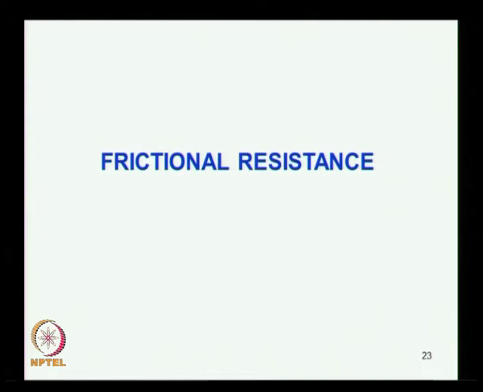Okay, these are the general coverage about resistance components. We also discussed viscosity, viscous effects, boundary layer formation, and the type of shapes based on which the resistance estimation should be performed. Now coming to the details of the components of resistance, first we look into the frictional resistance.